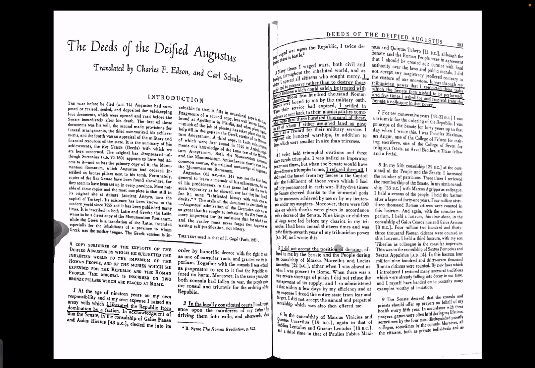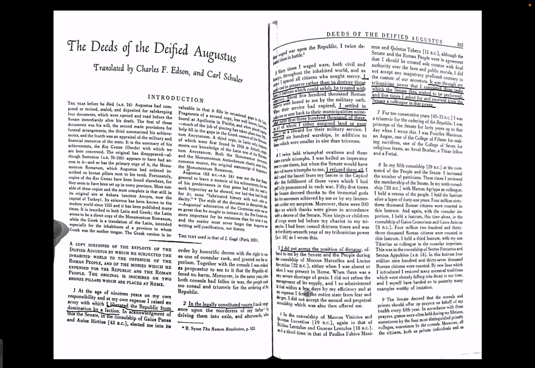I did not accept the position of dictator. Important thing to point out, because, of course, Julius Caesar had accepted the perpetual dictatorship, almost, and Augustus never did. He was very careful not to step into that position, right? He wanted to show himself as non-threatening to the integrity of the Republic, okay? But he did things like a dictator did, like he solved problems, he says.